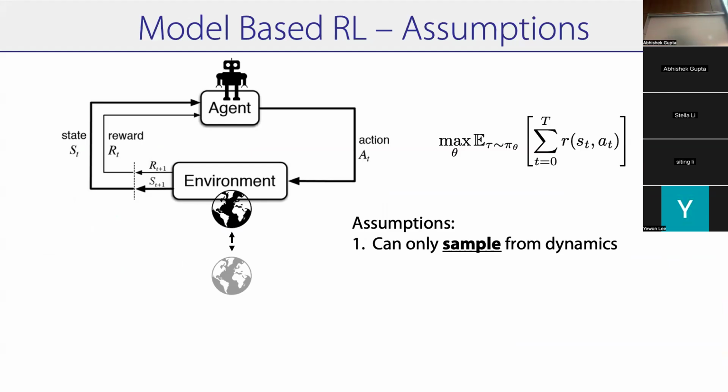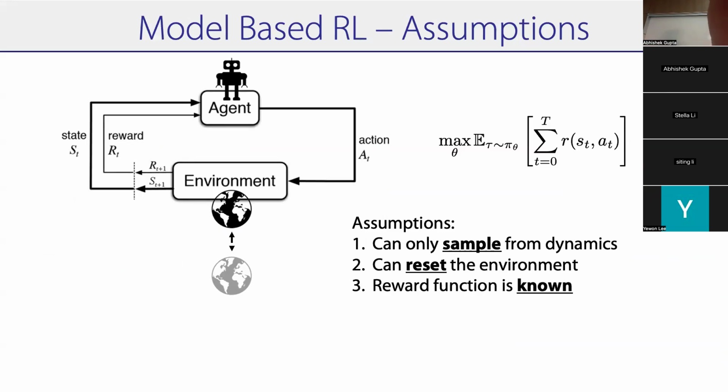We're going to assume access to the ability to sample from the dynamics, which means that I can draw samples from P. I am not told the functional form of P. I don't know the gradients through P. We assume that you can reset the environment, so you can keep resetting the environment and collecting more data.